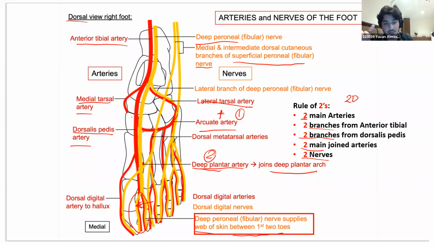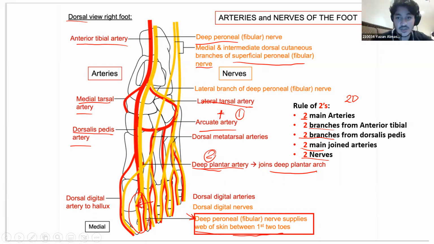However, there might be a trick. They might tell you, for example, in the choices, there will be deep peroneal and superficial peroneal. The answer will always be deep peroneal. So if they ask which nerve supplies the web skin between the first two toes, the answer is going to be deep peroneal. They probably won't tell you this in this way. They're going to tell you someone got a nail stuck in this area, or someone got pricked in that area, or anything.